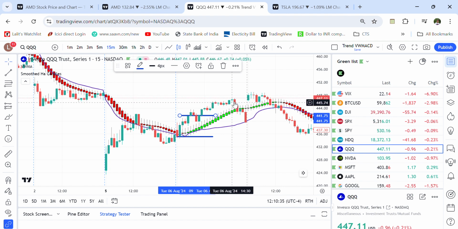If you let it go, for example, here it gave a dip, but it never touched our stop loss.